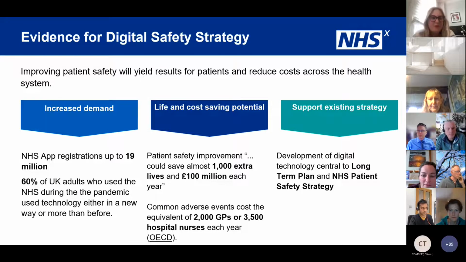When we think about patient safety in totality, not just digital safety, we know that we can save lives and also save cost if we get that core safety element correct. Part of this is having the technology to enable improvements in patient care and to do that safely. And thirdly, along with the long-term plan and the patient safety strategy, there is this huge point of coming together in terms of digital safety strategy. Next slide, please.